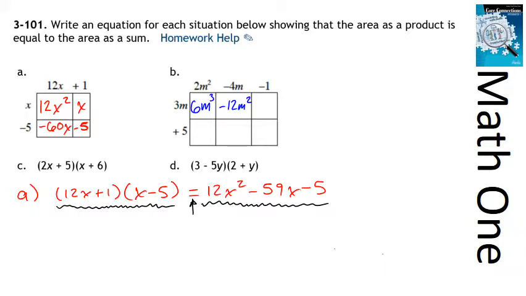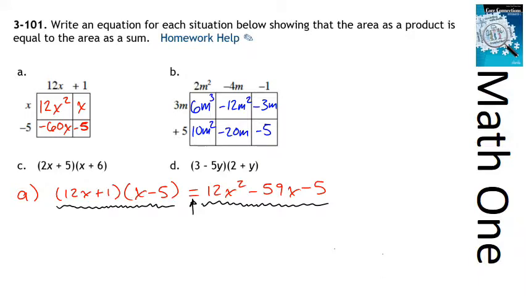And to the right of that, I have 3m times negative 1, which is negative 3m. And then below, all the way over to the left, I have 5 times 2m squared, which would be 10m squared. To the right of that, I have 5 times negative 4m, which is negative 20m. And then finally, I have 5 times negative 1, which is negative 5.